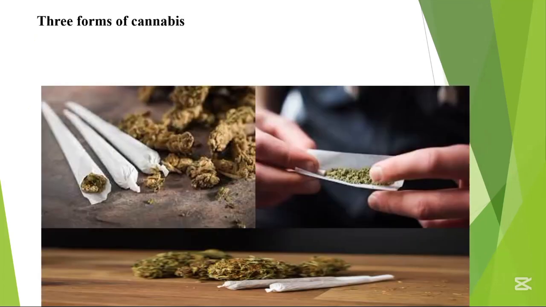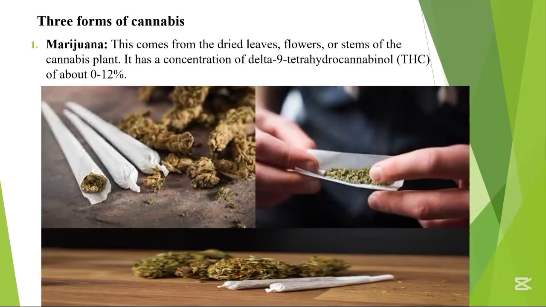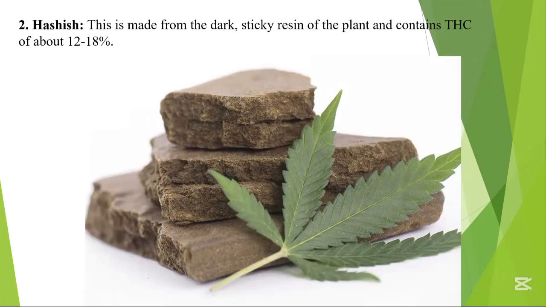We have three main forms of cannabis, and the first form of cannabis is marijuana. Marijuana comes from dried leaves, flowers or stems of the cannabis plant. It has a concentration of delta 9 tetrahydrocannabinol, THC, of about 0 to 12%. Take note of those percentages. So marijuana has a THC percentage of 0 to 12. Then the other category of cannabis is hashish. Hashish is made from the dark, sticky resin of the plant and contains THC of about 12 to 18%.